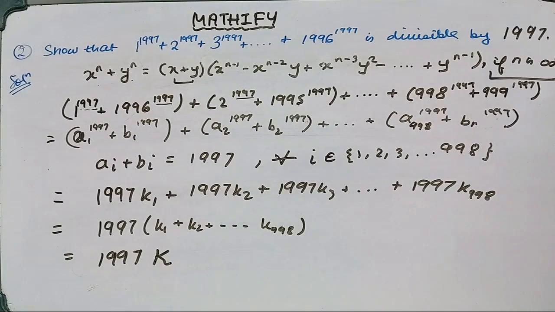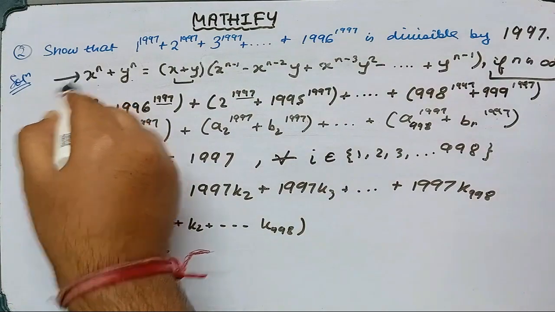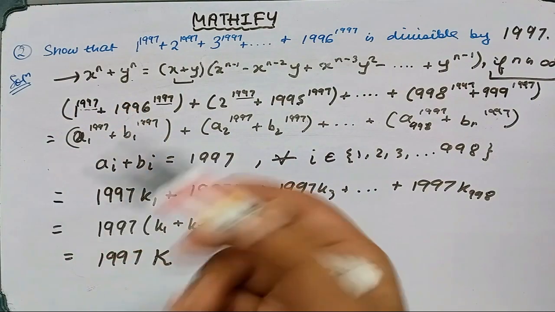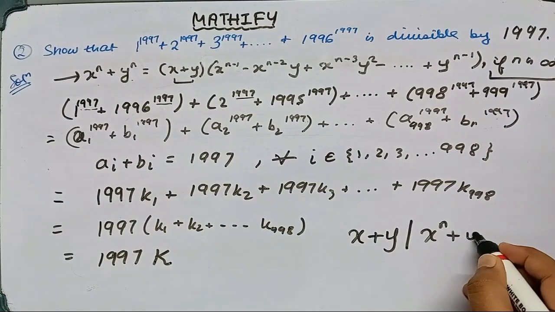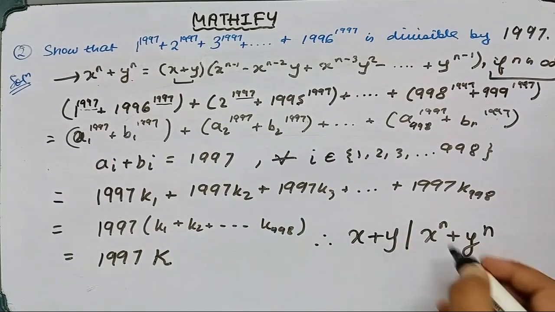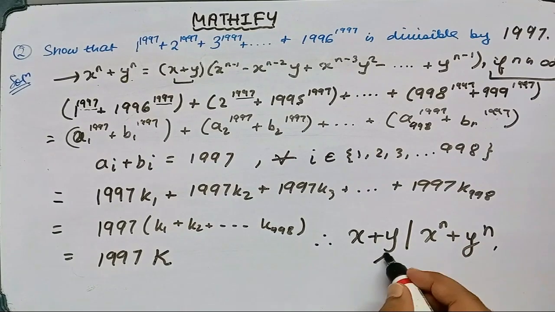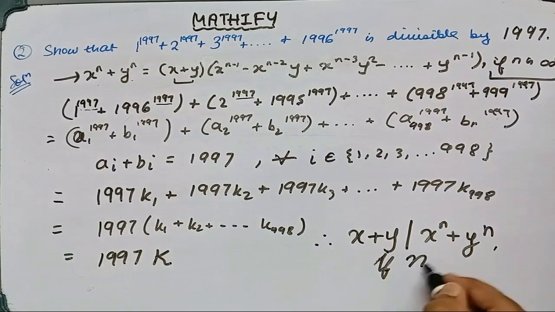The key point I wanted to illustrate through this question was that x to the power n plus y to the power n is divisible by x plus y if n is odd. So x plus y divides x to the power n plus y to the power n if n is odd.